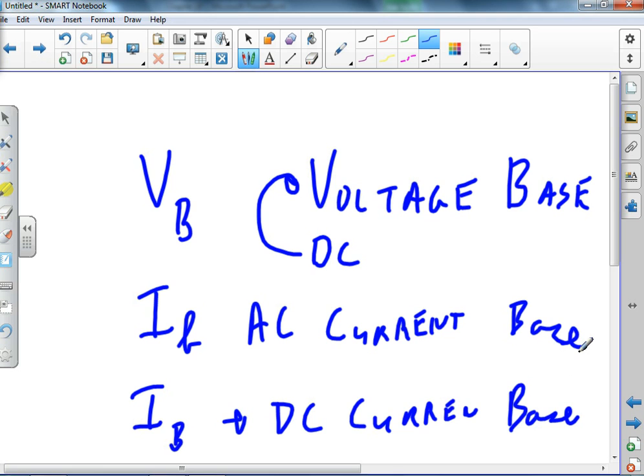Now, why is there a difference? Well, we're going to use DC voltages to bias the transistor so it works properly, and then we're going to send an AC signal in that's going to get amplified. That's our overall plan.